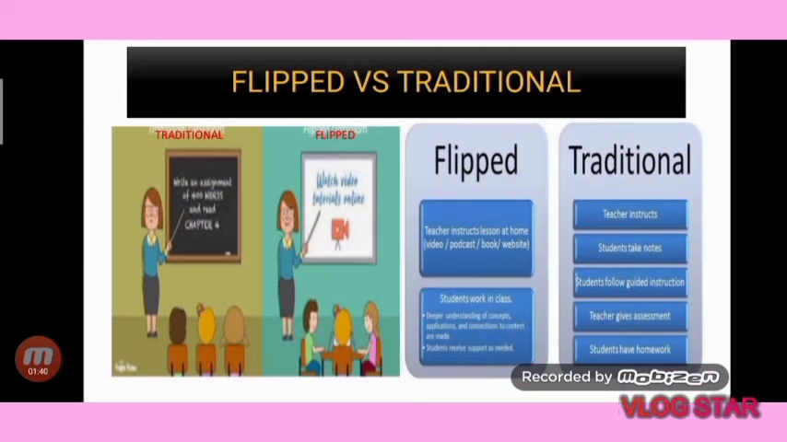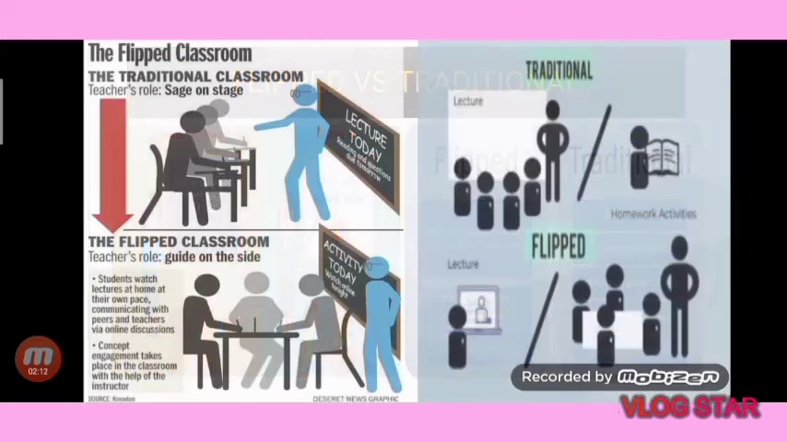So what is the difference between the two? The flipped versus traditional classroom. In the flipped classroom, the teacher instructs lessons at home. It could be video, podcast, book, or website. Students work in class. Deeper understanding of concepts, applications, and connection to content are made. Students receive support as needed. In the traditional classroom, the teacher instructs, students take notes, students follow guided instruction, the teacher gives assessment, and students have homework.